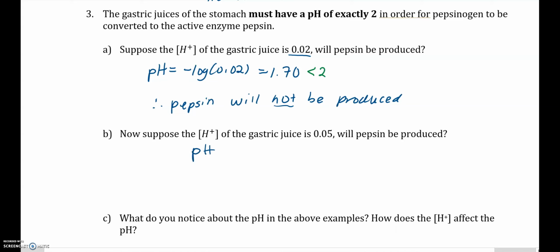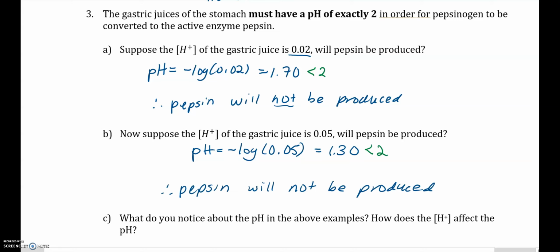Calculating the pH for an H plus of 0.05, we find that it is equal to 1.3, which is still less than 2. Therefore, even though we've increased the concentration from 0.02 up to 0.05, we still see that pepsin will not be produced.